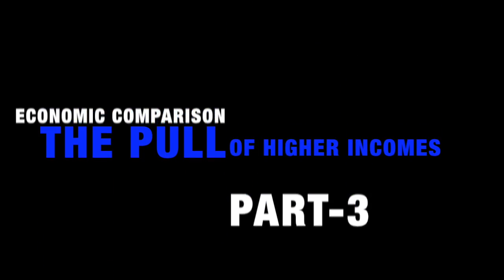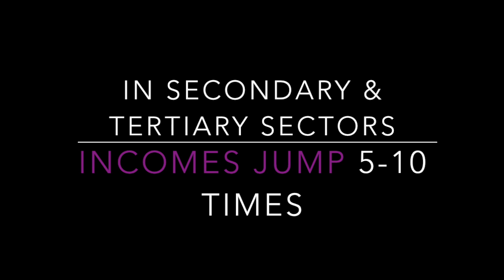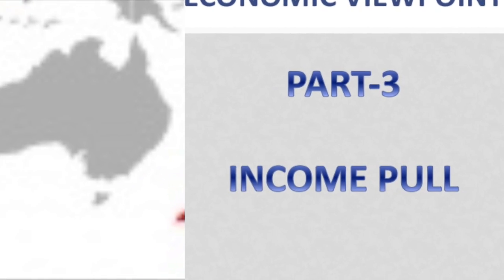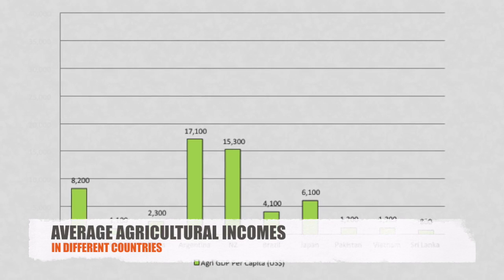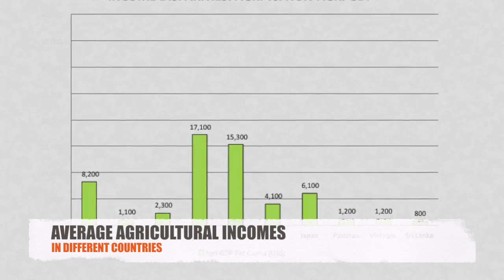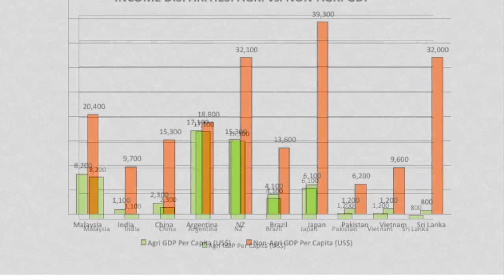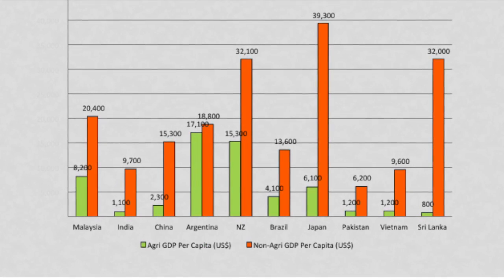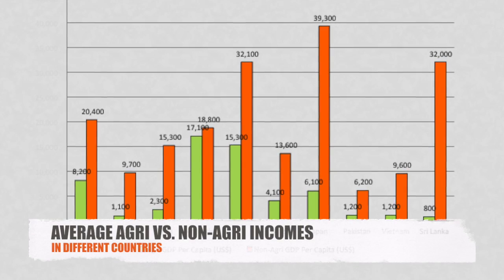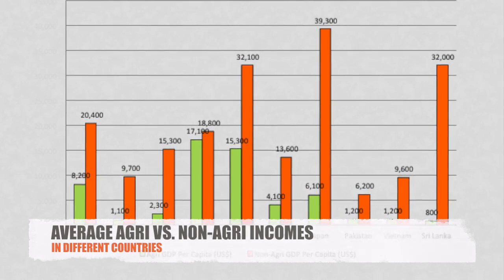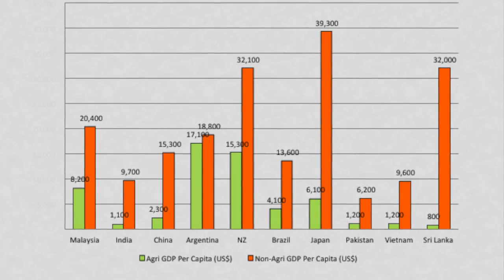And now the logic number 3, the pull of incomes. The biggest reason why urbanization is irreversible. Let us now compare personal incomes from agricultural and non-agricultural work in these different countries. These are agricultural incomes, and these are agricultural compared with non-agricultural incomes in these countries.